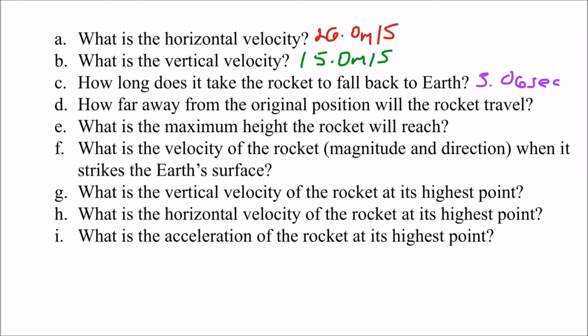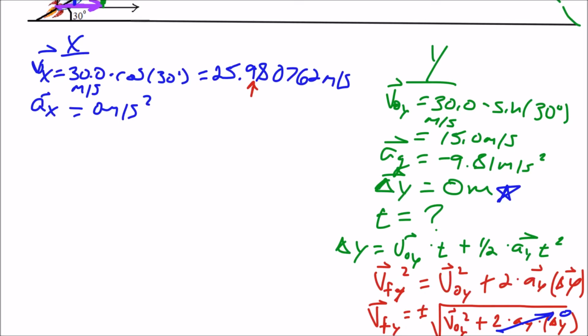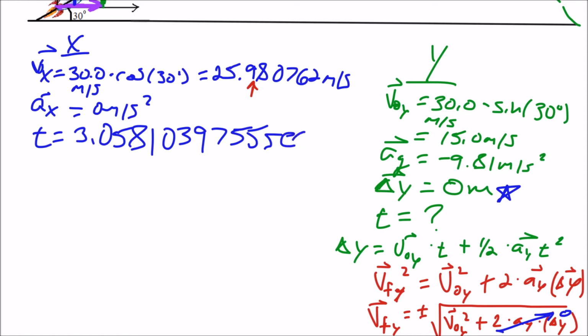The next question then says, how far away from the original position will a rocket travel? Again, it's landed back on Earth, but if we're saying how far away from the original position, we're now in the x-axis. So if we come back here to our x-axis information, we just discovered that the time was 3.05810397555 seconds. We're not going to use 3.06 because that's rounded. And we're trying to figure out what delta x is. This time that we just plugged in here is the time that it took to go the whole distance.